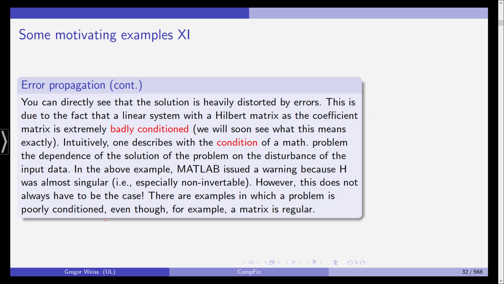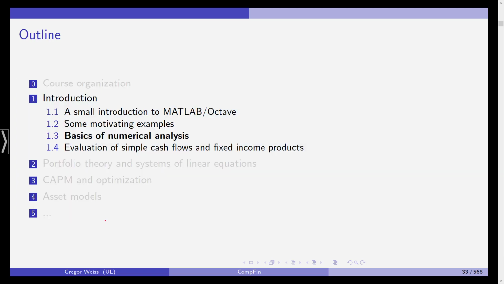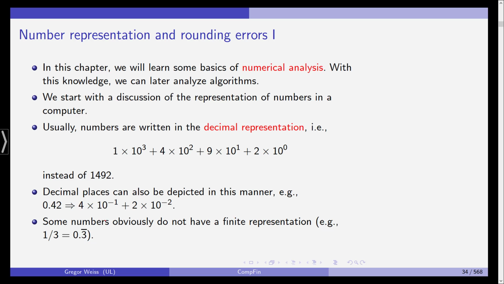There are some examples in which a problem is poorly conditioned, even though, for example, a matrix is regular. It's not because the Hilbert matrix is close to being singular, so especially not invertible, but this is a common problem with the Hilbert matrix. Okay, so let's talk a little bit about some basics in numerical analysis. We've already heard, for example, the condition of a problem, and we'll start with number representation and rounding errors.